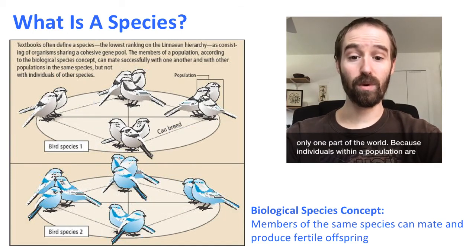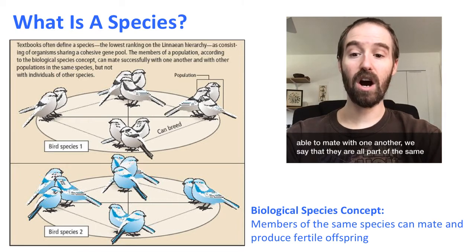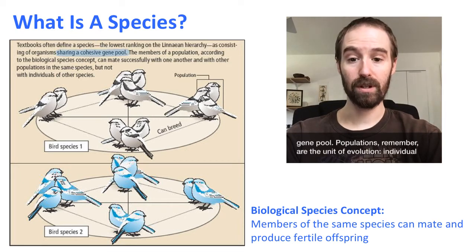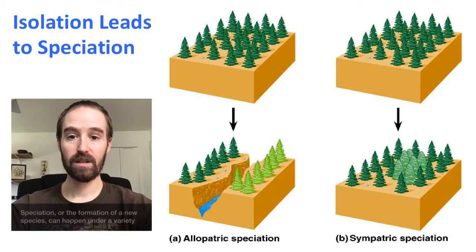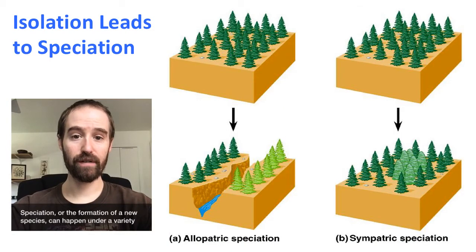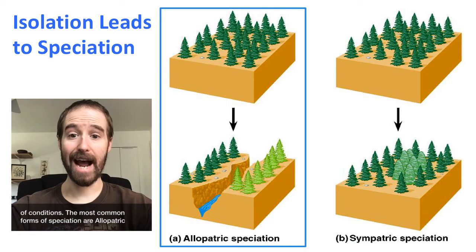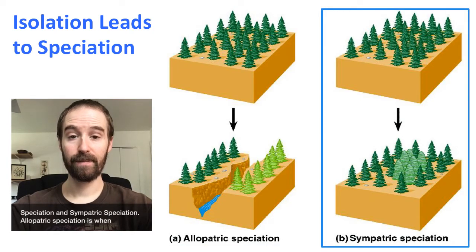Because individuals within a population are able to mate with one another, we say that they are all part of the same gene pool. Populations, remember, are the unit of evolution. Individual organisms don't evolve, but populations of organisms do. Speciation, or the formation of a new species, can happen under a variety of conditions. The most common forms of speciation are allopatric speciation and sympatric speciation.